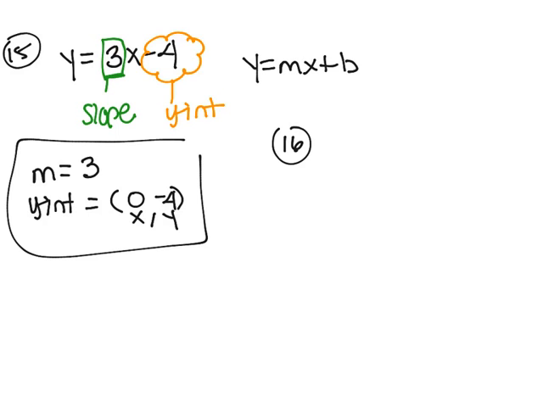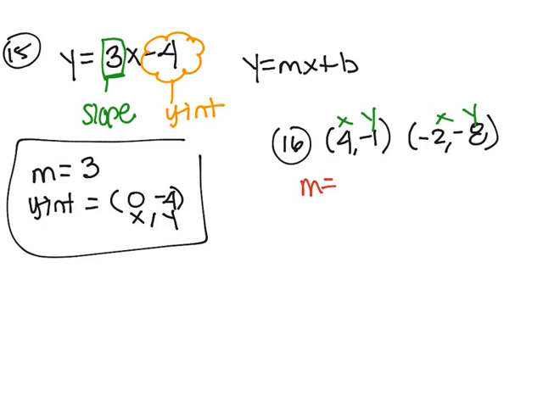16 says find the slope. You will be given that formula, so you don't have to memorize the slope formula. You'll be given that formula on the test for finding the slope of these 2 points. Okay, x, y, x, y. And the formula just simply says subtract your y's over your x's. Okay, so when you plug it in, you got negative 1 minus a negative 8.